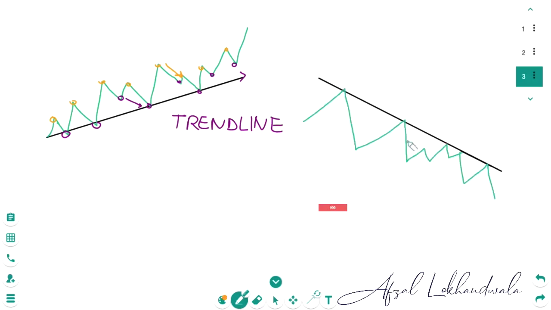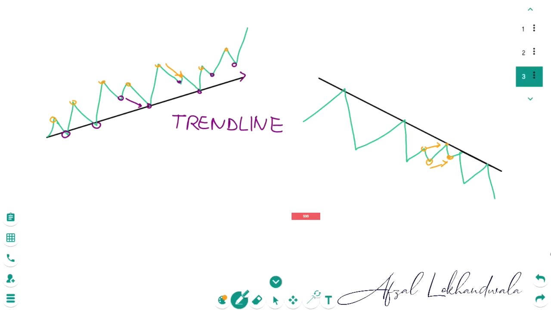Again, this is a downtrend. But do we see lower lows and lower highs consistently? The answer is no. We see that the price has made lower lows and lower highs, but these are not consistently made. What I mean to say is, at some points, price made a higher high. At some points, price made a higher low.